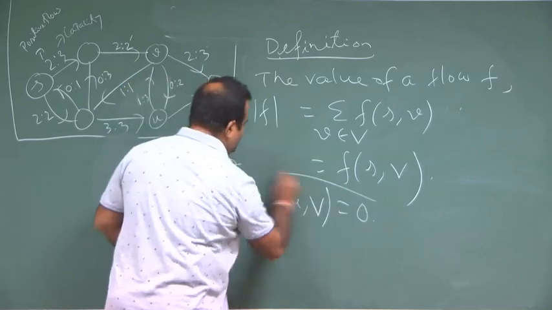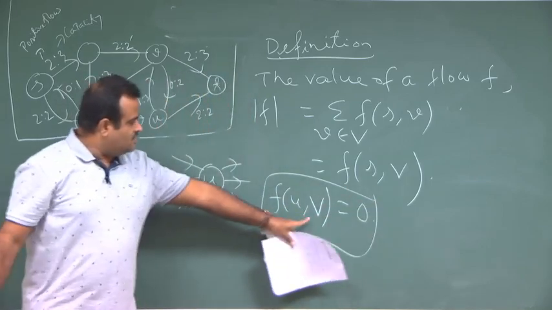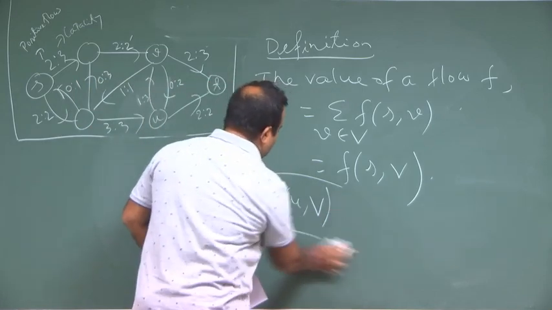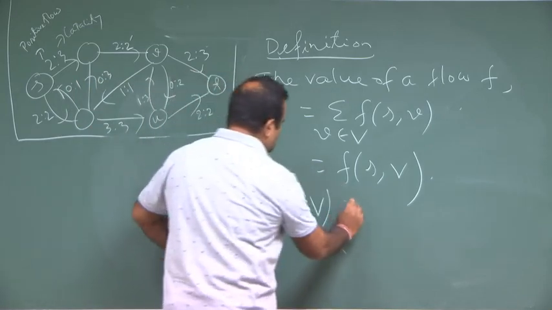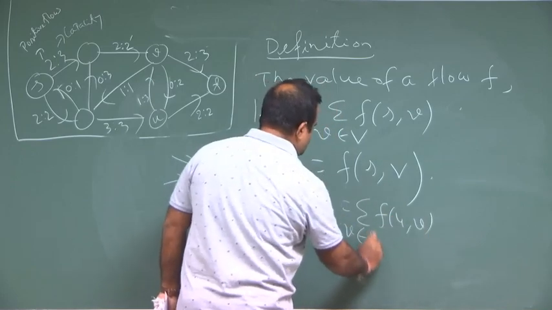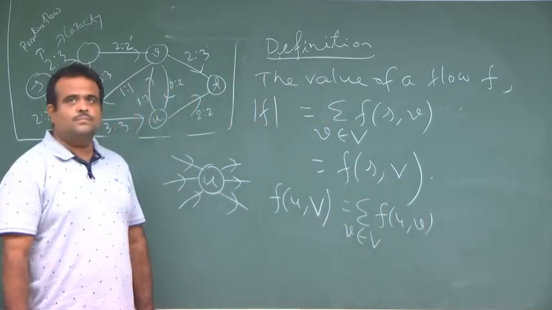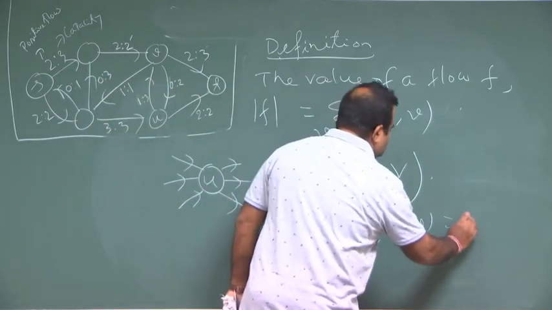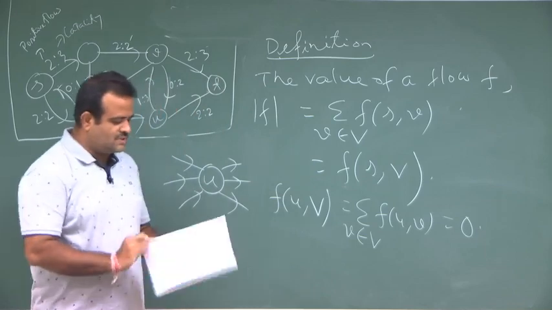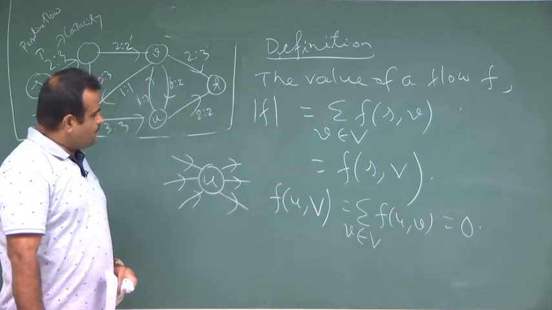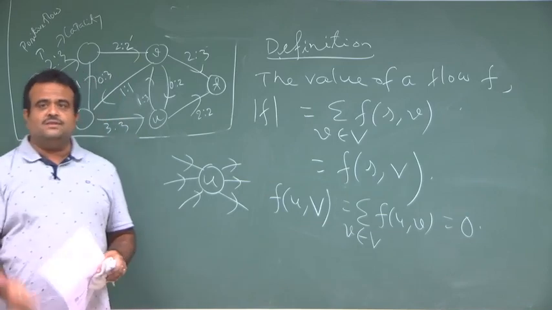This is basically in Z notation, the flow. This is nothing but the summation of f of u comma v, in Z notation. So this is 0. This is basically the flow consumption at any node is 0.